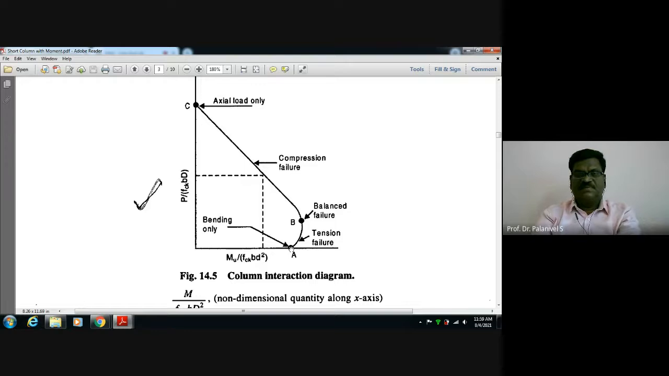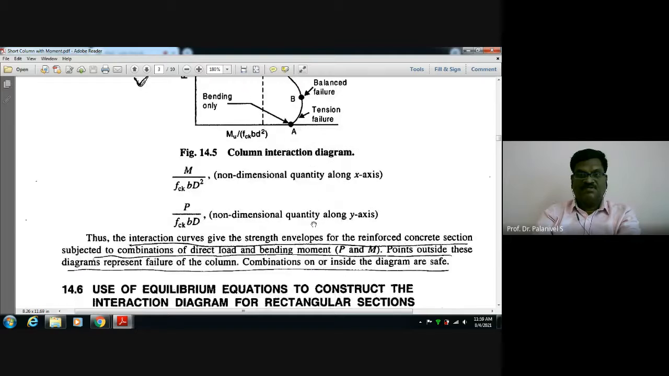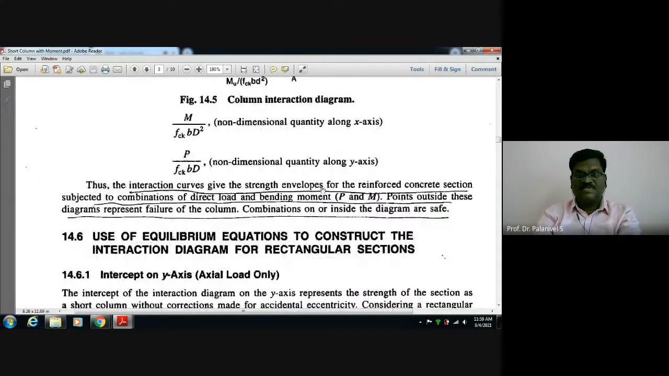These interaction diagrams are available in SP16. You can refer to it and solve any problem, right? Interaction curves give the strength envelope for the reinforced concrete section subject to combinations of direct load and bending moment, P and M. We know that. Points outside the diagram represent failure of the column. Combinations on or inside the diagram are safe.